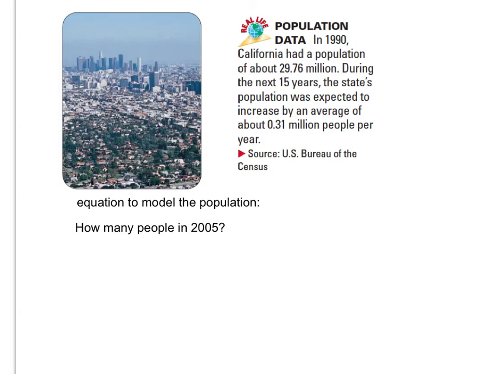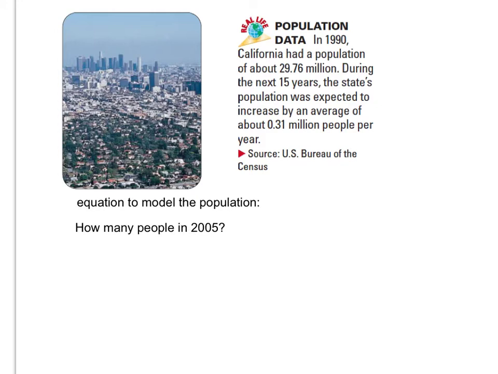Take a look at a relationship. Here's some population data in California. It says in 1990, California had a population of 29.76 million. During the next 15 years, the state's population was expected to increase by an average of about 0.31 million people per year. So that increase of about 0.31 million people per year, there's that constant rate of change.